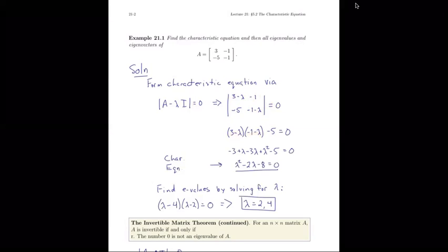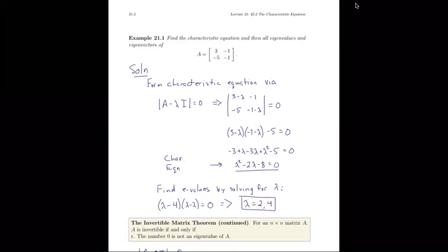We multiply this out, and we get this expression minus 5, combine like terms to get this characteristic equation here. So we have our characteristic equation, and that settles one part of this problem, the first thing they asked for. Then we need to find the eigenvalues by solving for lambda. That's just a matter of factoring this characteristic equation to get lambda minus 4 times lambda minus 2 equals 0. That tells us that lambda is 2 or 4. So those are our two eigenvalues for this matrix: lambda equals 2 or lambda equals 4.